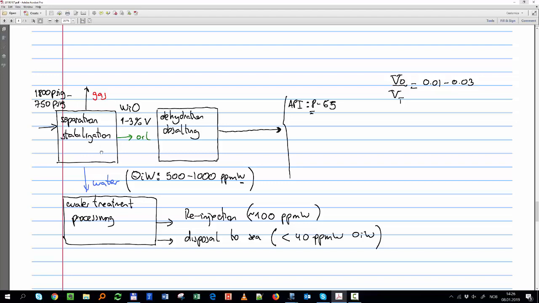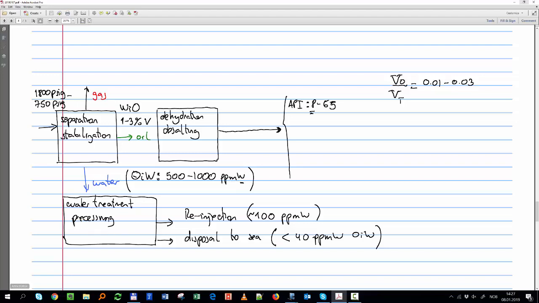That separation process is not 100% perfect, so there will be some oil in that water. And the amounts that we have typically are between 500 and 1,000. We gave a definition that you can review, called ppm. It's the content of oil that I have in that water.